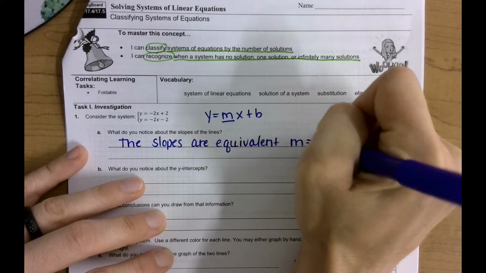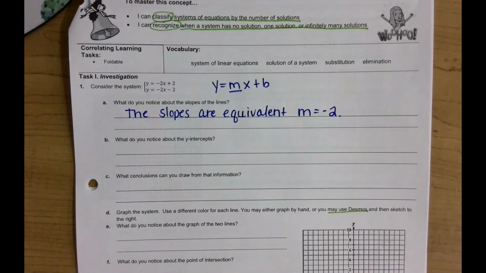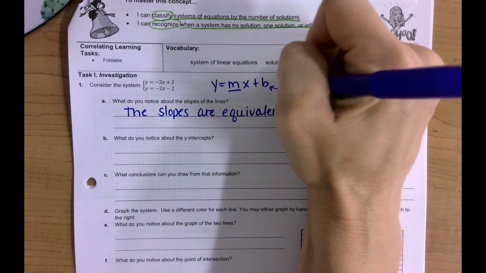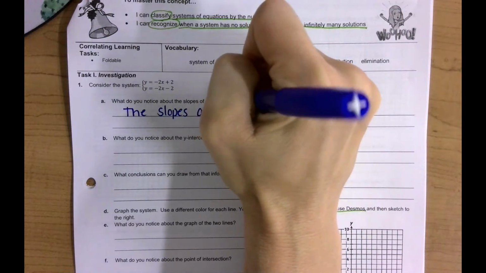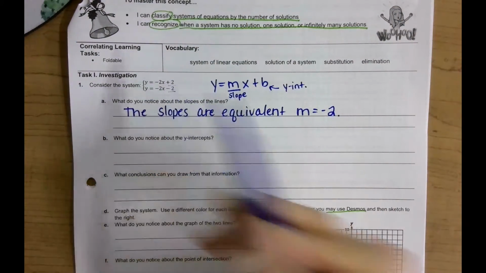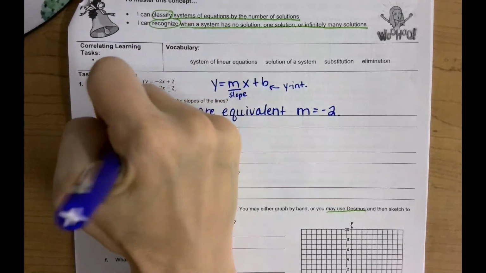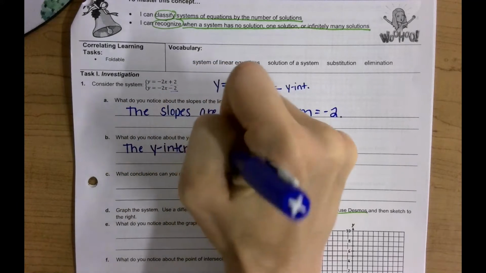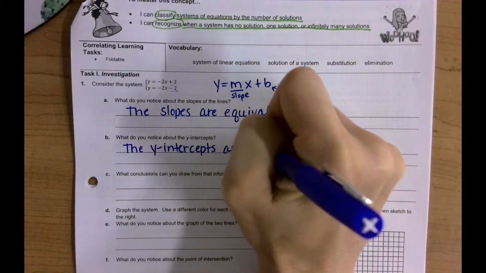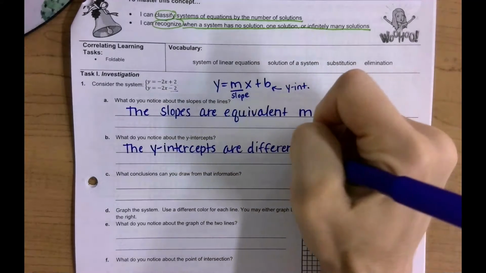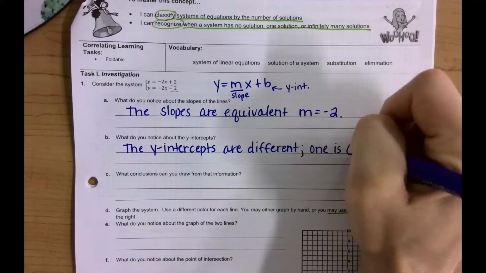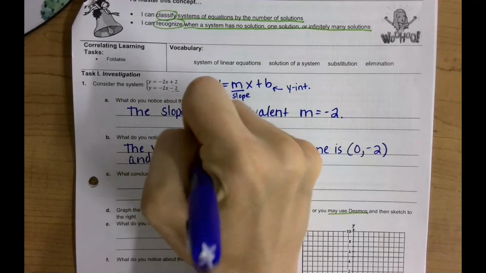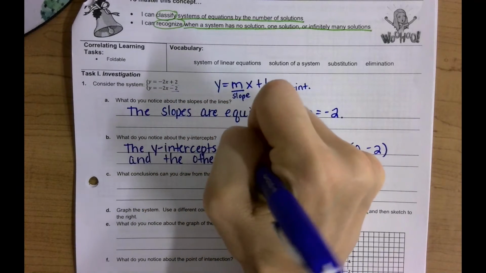M equals negative 2. What do you notice about the y-intercepts? Well, our y-intercept is our b value. So I notice that one's positive 2 and one's negative 2. The y-intercepts are different. One is (0, negative 2), and the other is (0, 2).